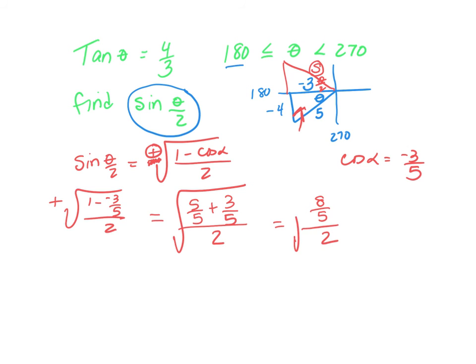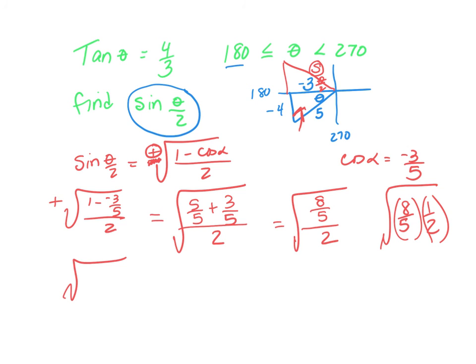divided by 2. And remember, I told you that dividing by 2 is the same as multiplying by 1/2. And this one's not going to be as pretty. It's not going to come out clean. So this is the square root of 8 over 10. When I multiply across, I get 8 times 1 is 8. 5 times 2 is 10. All right. So then this is the square root of 4/5.